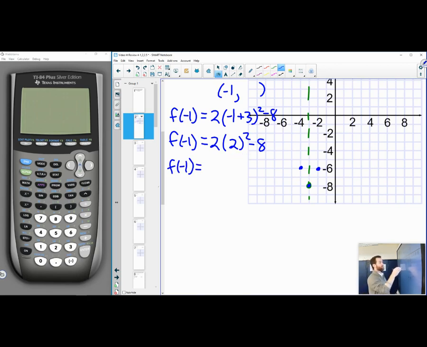So 2 squared becomes 4, so we get 2 times 4 minus 8. And then this becomes 2 times 4 is 8, minus 8, and we get 0. So the point is negative 1, 0. So it's right there.